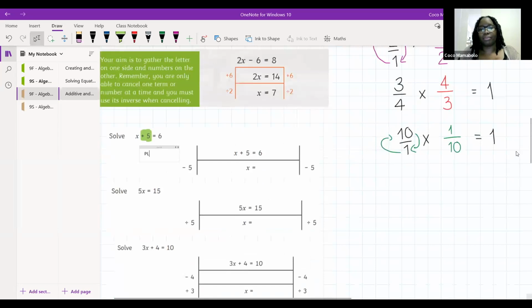Yes, Ayanda. -5. Good, it's -5. If I minus 5 on this side, what do I need to do on the other side? I must minus 5 on both sides. Now 5 minus 5 gives us 0, so I've got x plus 0. And 6 minus 5 will give us 1. So what is my answer for x? Therefore, x is equal to 1. Excellent, Ayanda, you did that beautifully.